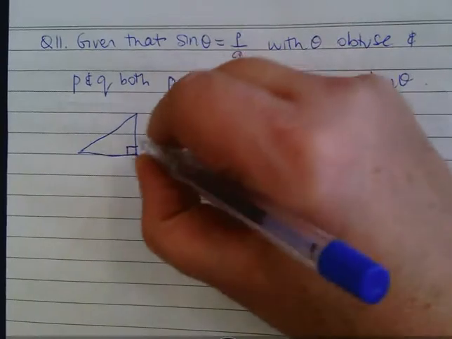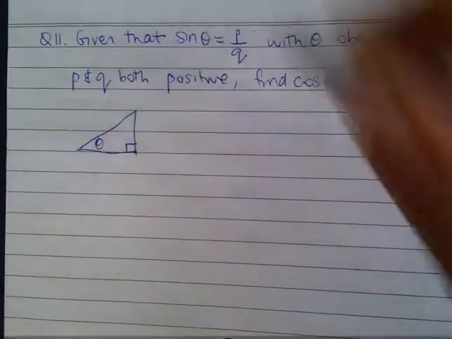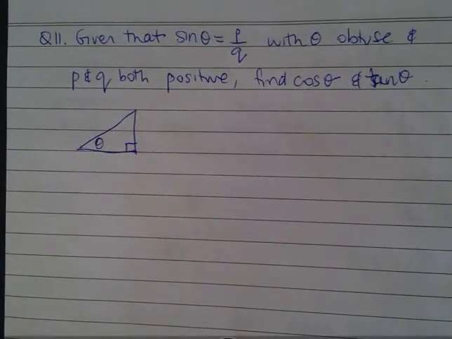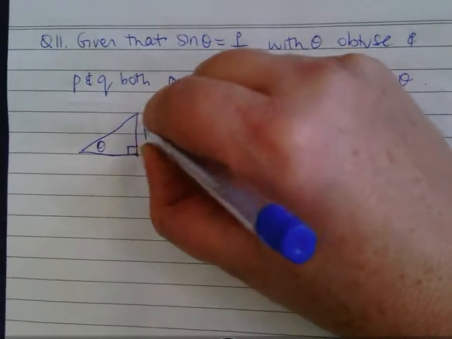Sine theta is P on Q. Do you know where your P and your Q are going? What's sine? Opposite over hypotenuse.